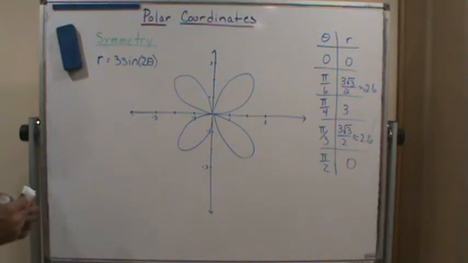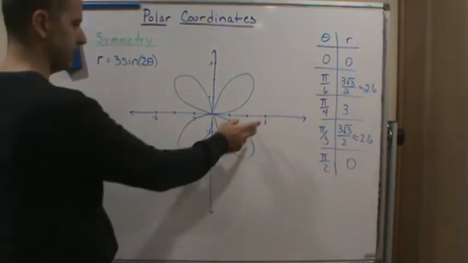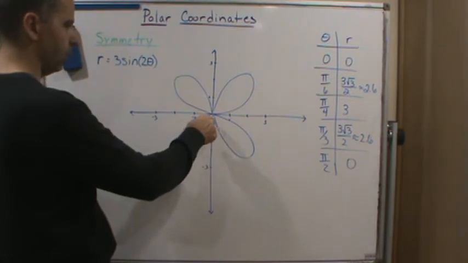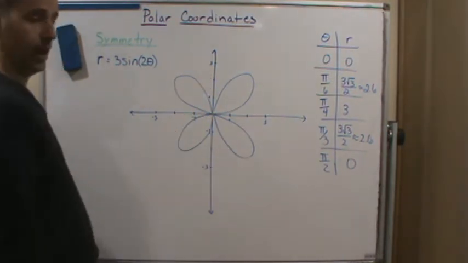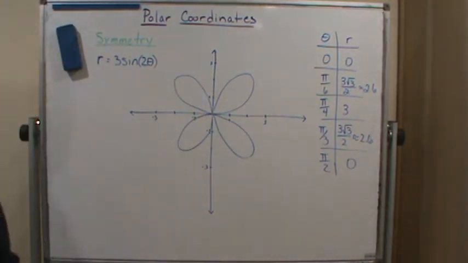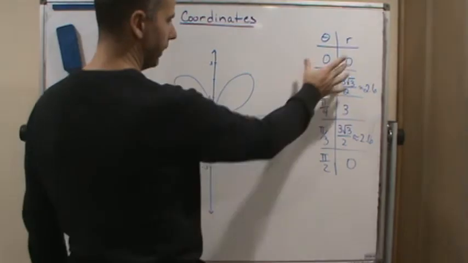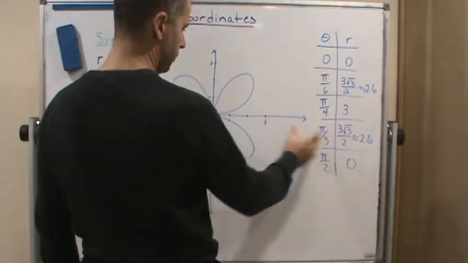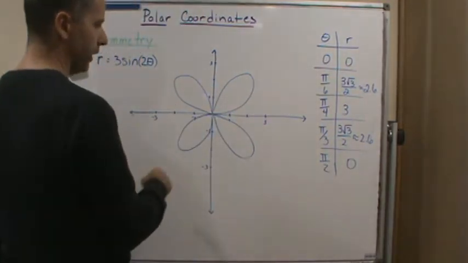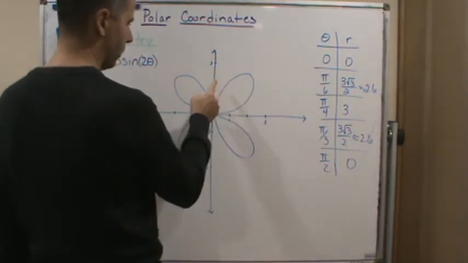So I get a 4-petal rose that has 3 symmetries, right? It's symmetric with respect to the polar axis, the pole, and the line theta equals pi over 2. Okay? And again, by looking at these points, you can also plot the other points because you know that this point is going to flip here.